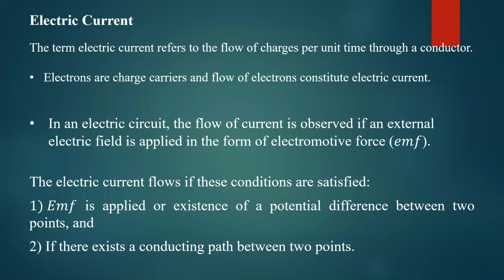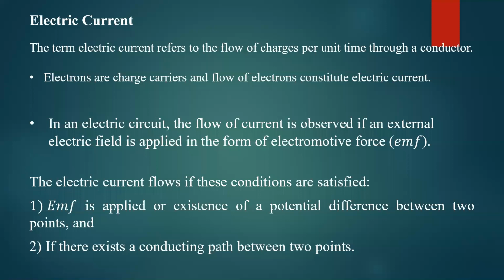The positive terminal has a deficiency of electrons. There are fewer electrons in the positive terminal. Why do we say the negative terminal has a large number of electrons? Electrons have been accumulated there. So the battery contains a large number of electrons at its negative terminal, and the positive terminal has fewer electrons. Because of that, there is a potential difference.